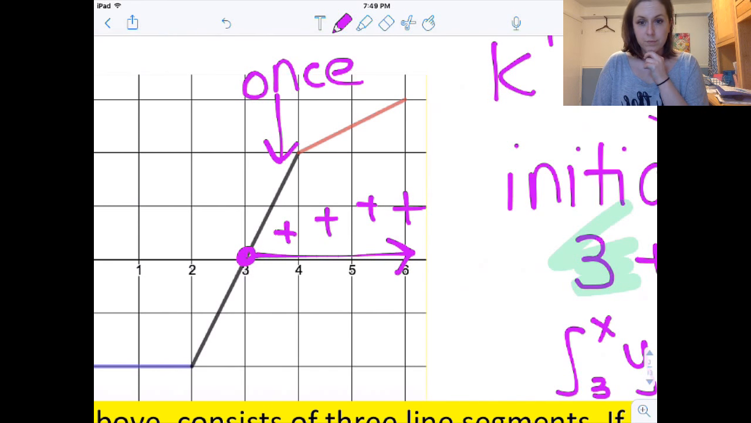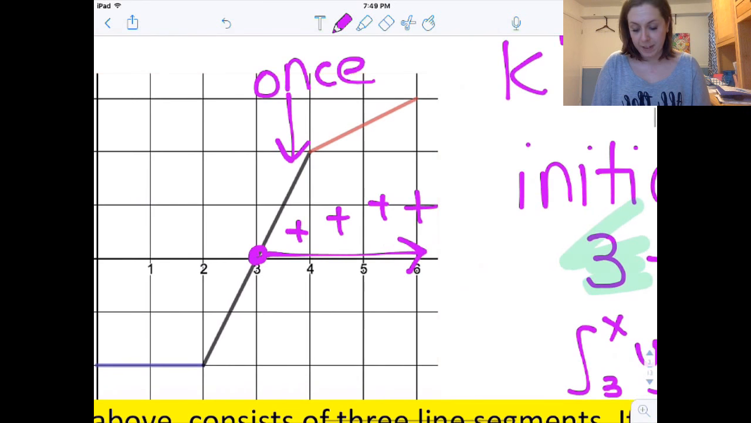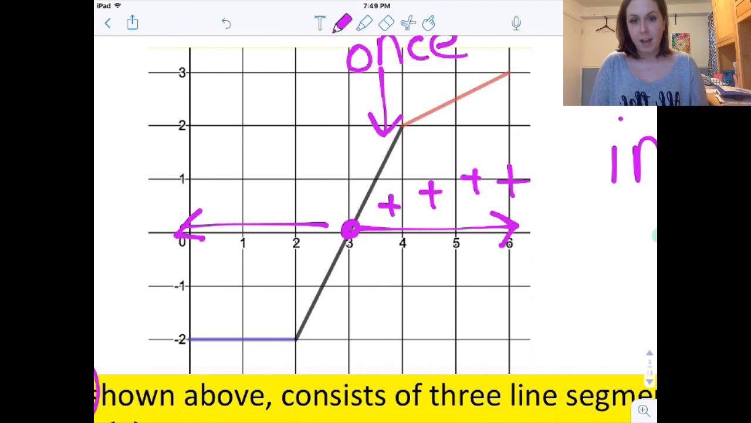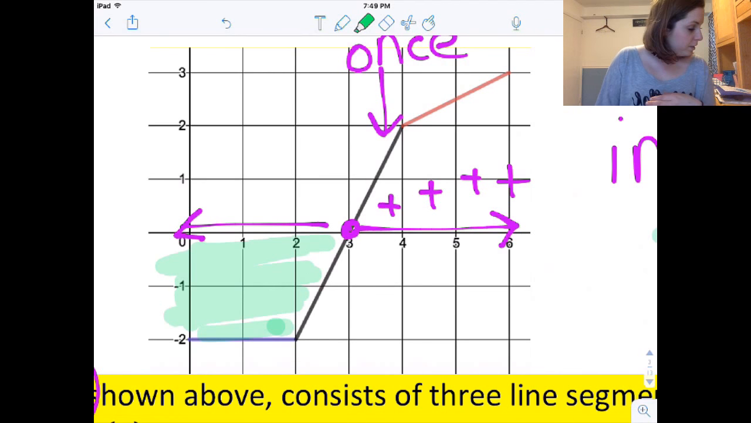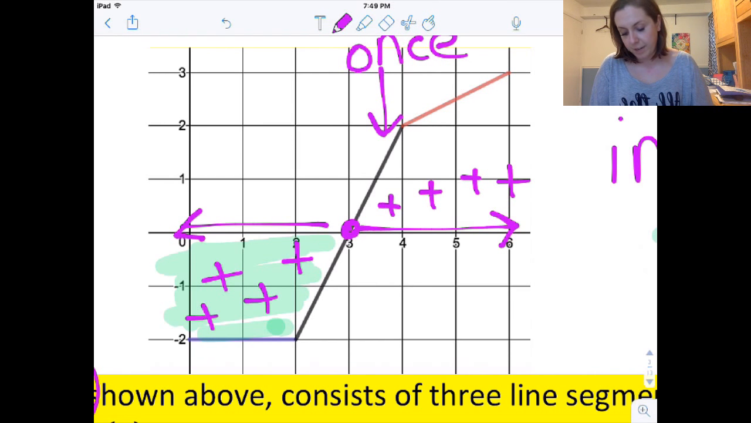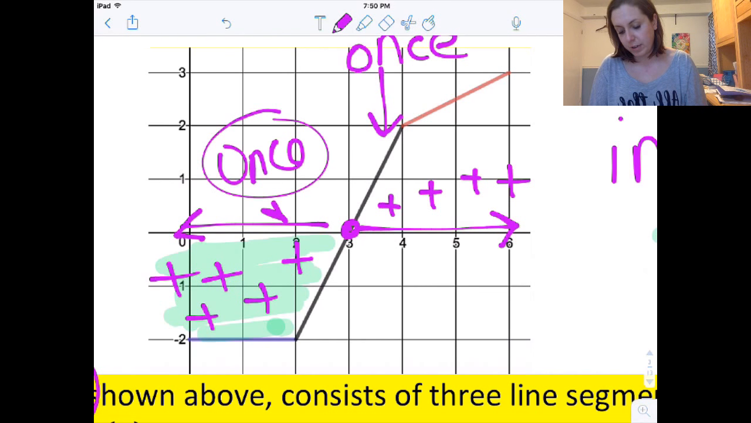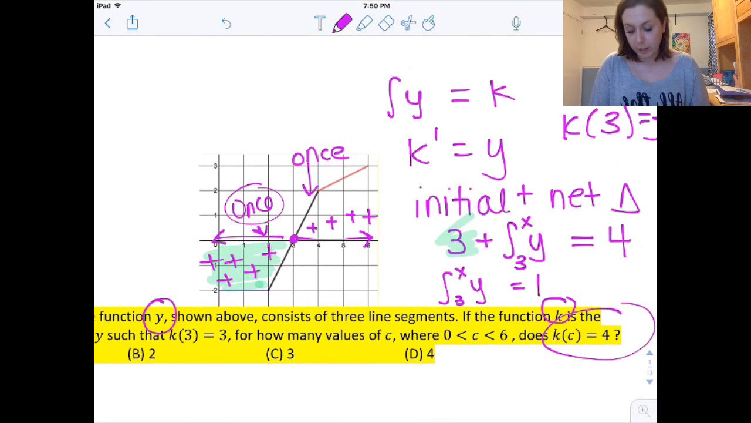Now we got to think about what if we went the other way. So from 3 going this way, I know that this area is below the curve, or below the x-axis, right? So technically that's a negative area. But since we're integrating from 3 that way, this would also be a positive area. And so I know from 3 going that way, I'm going to add in 1 more unit of positive area 1 time. So once in here. And so that's why it comes out to be 2 different places, because we know that you would add that unit in once.